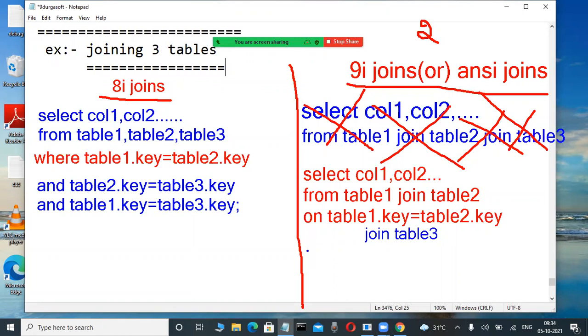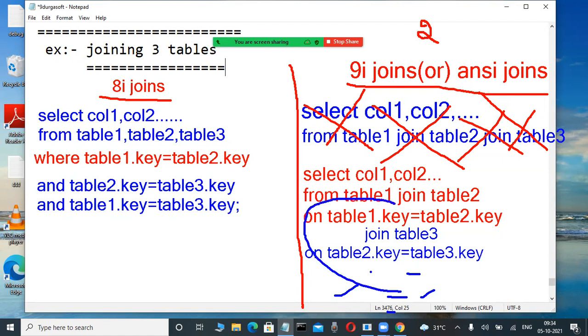Here again we are using the ON clause. Each and every time, join new table name on clause: on table 2 dot key is equal to table 3 dot key only. Again another one, again another one, like this each and every time. Suppose there is a fourth table, then join new table name on clause. Again another table, join new table name on clause, join new table name on clause.